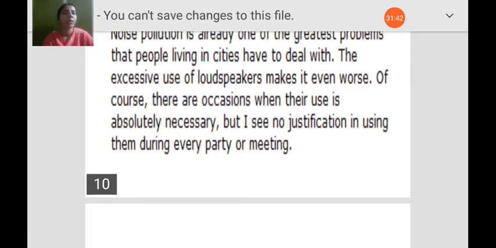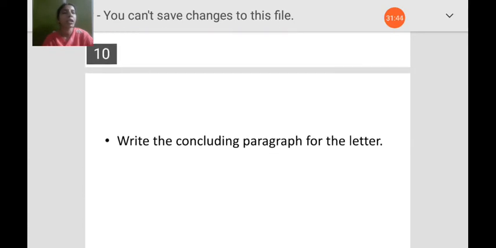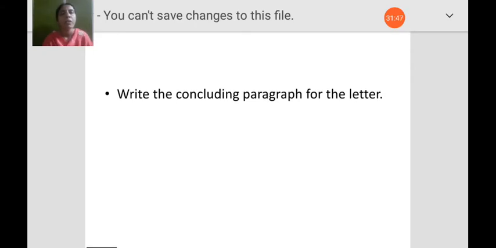Now let us look at the concluding paragraph. We don't want our letter to be very lengthy, pages and pages. So that's why what we wanted to write, we have placed it. Now we want to write the concluding paragraph. Now write the concluding paragraph. Take 5 minutes time.